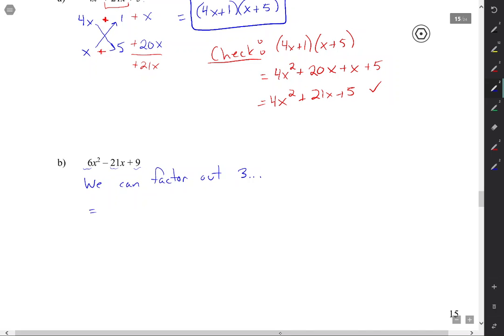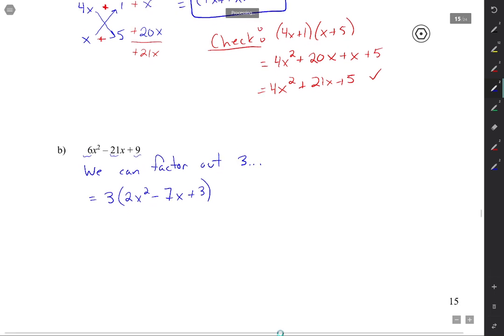So I'm going to put an equal sign here, and I'm going to put a 3 out front. And then we think, 3 times what gives us 6x squared? Well, that would be 2x squared. And then 3 times what would give us 21? That would be 7, and then the x there as well. And then 3 times what gives us 9? Well, that would be another positive 3. And then our second check is to see if that first term, that x squared term, is positive, and it is. So we are good to go here.